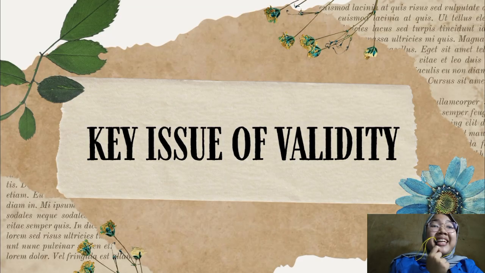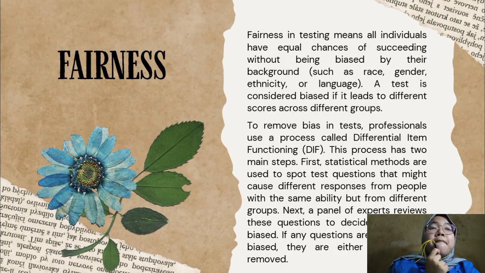There are some key issues surrounding validity. The first issue is fairness. Fairness in testing means all individuals have equal chances of succeeding without being biased by their background such as race, gender, ethnicity, or language. A test is considered to be biased if it leads to different scores across different groups.